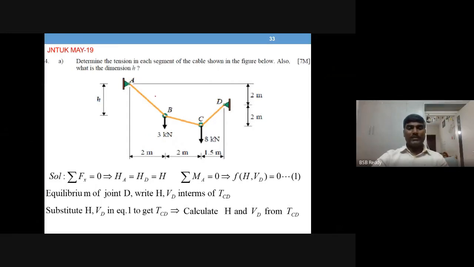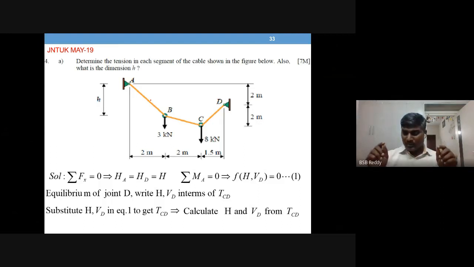So this is a different case. Till now we have been solving the cables having the supports at the same level. Now it is time to talk about the supports at different elevations. What will be the problem?